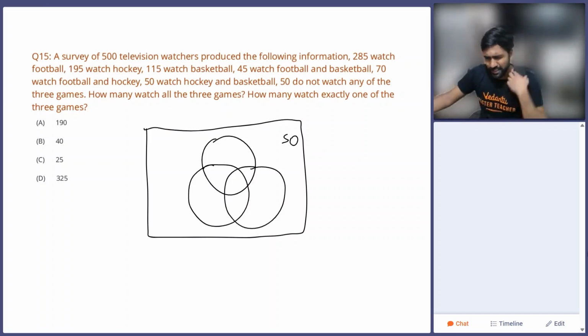Those of you who don't watch any game is 50. Let's keep them outside. Let's assume that X number of people watch all 3 games. So what all games do we have? We have football, hockey, and basketball over here. Okay, so now we go one by one.